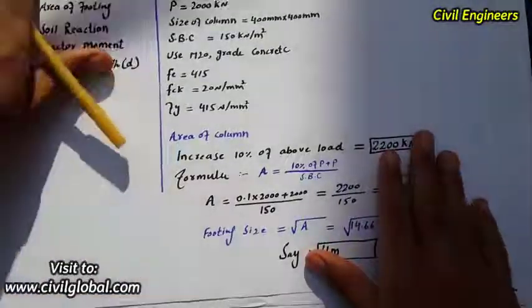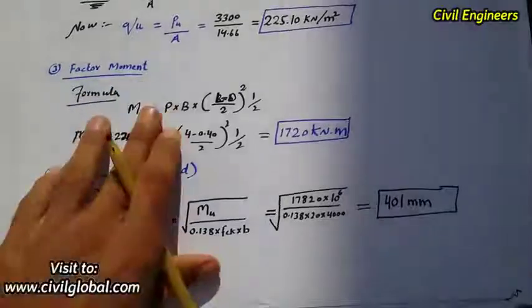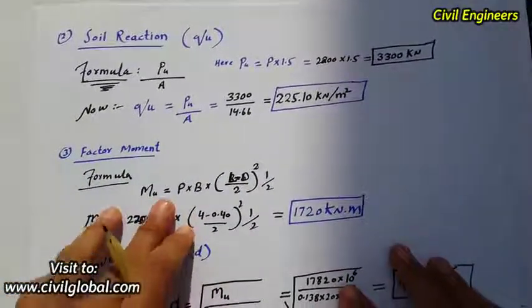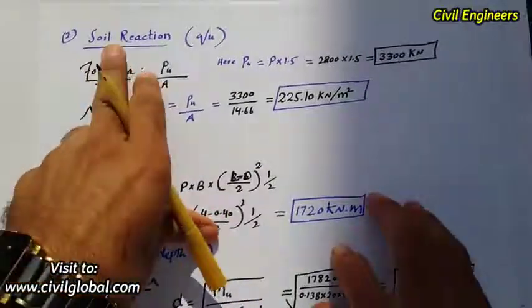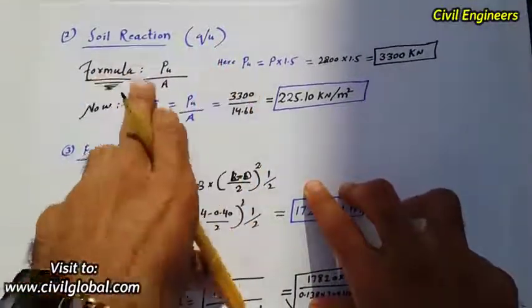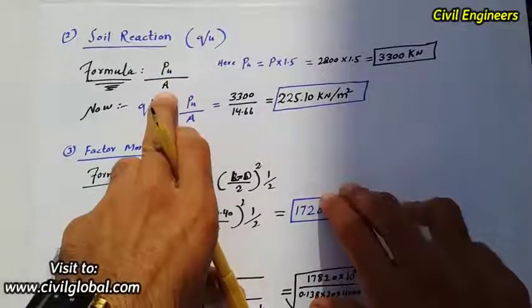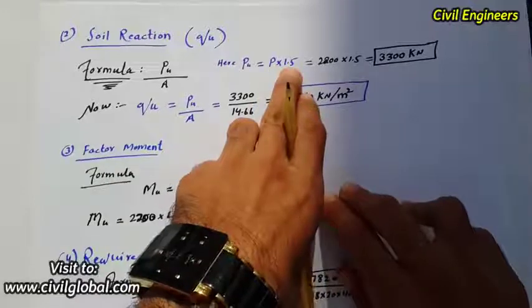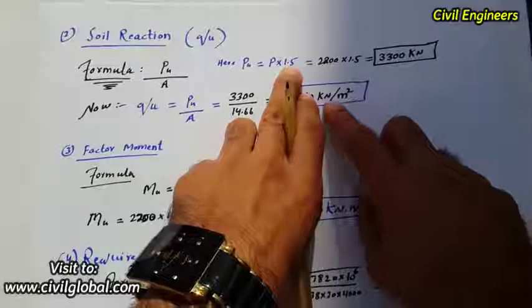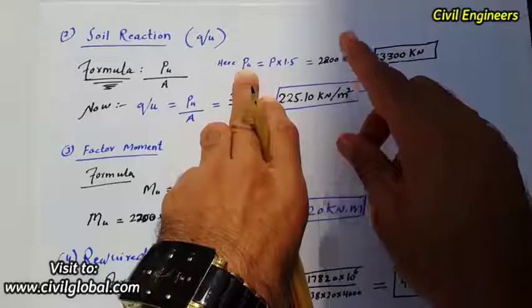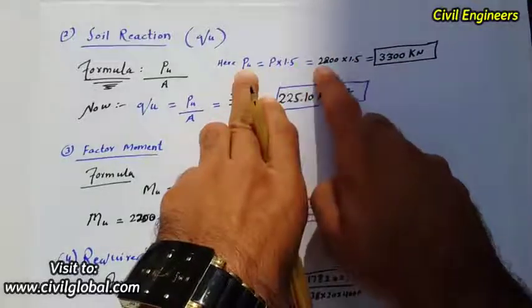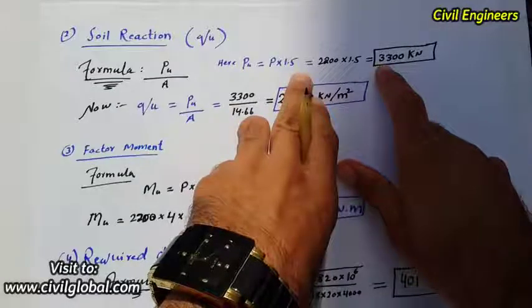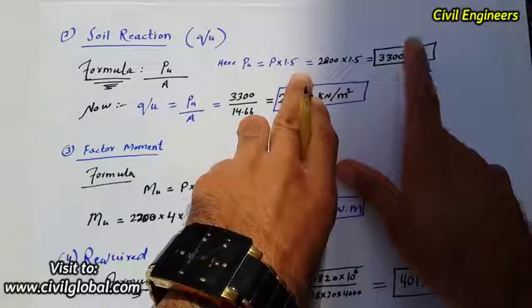Now we need the soil reaction. For the soil reaction, we have the symbol QU. The formula is PU divided by the area. Here PU is equal to P multiplied by 1.5. This is the factored load for the column. PU means factored load of the column. So P is already 2200, multiplied by 1.5, which will give us 3300 kilonewton. This is the PU.